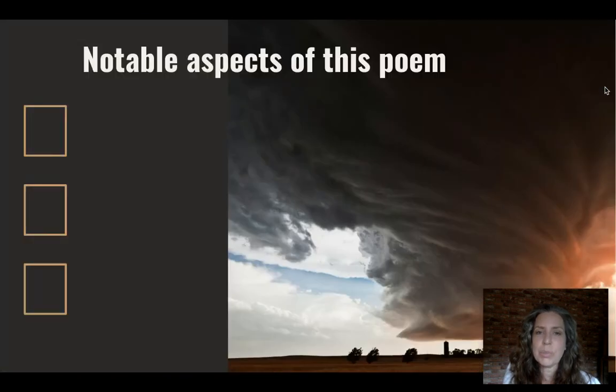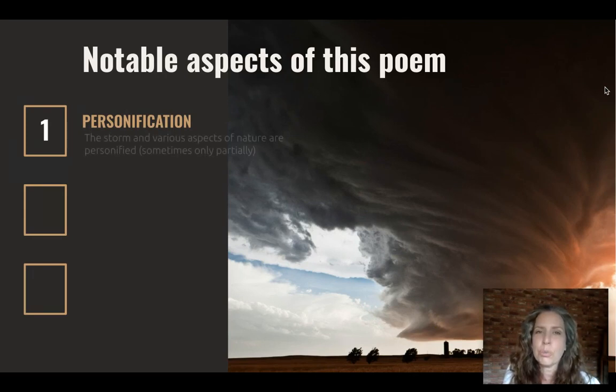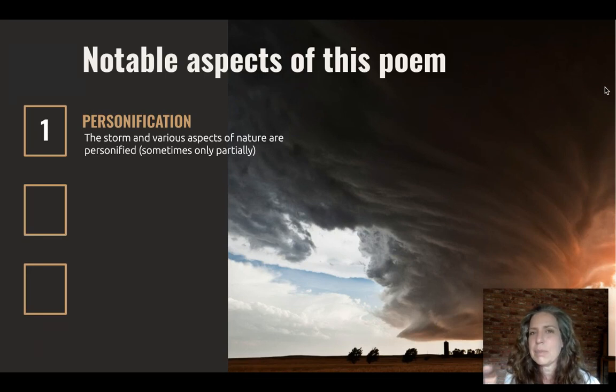There's a couple of notable aspects of the poem that we will go through in terms of structure. The first is the use of personification throughout the poem. The storm is personified and various aspects of nature are personified, sometimes not entirely. So sometimes they're not described as a person per se, but as just a part of a person.